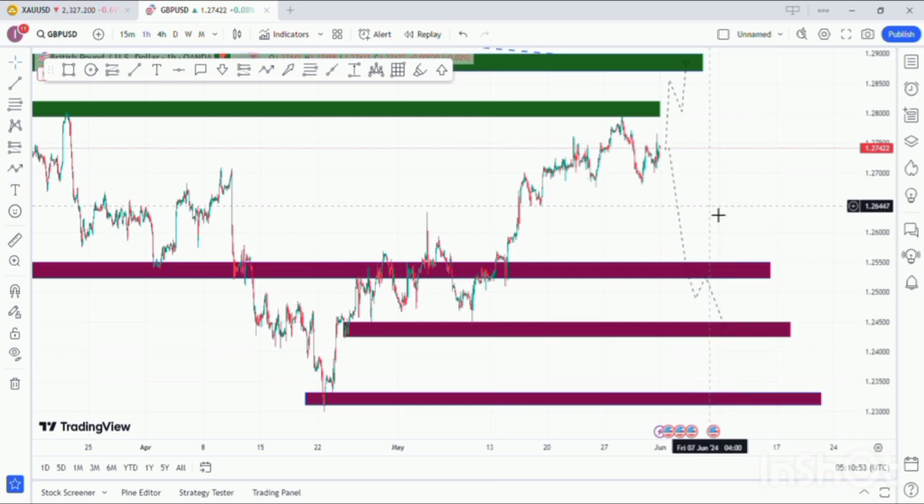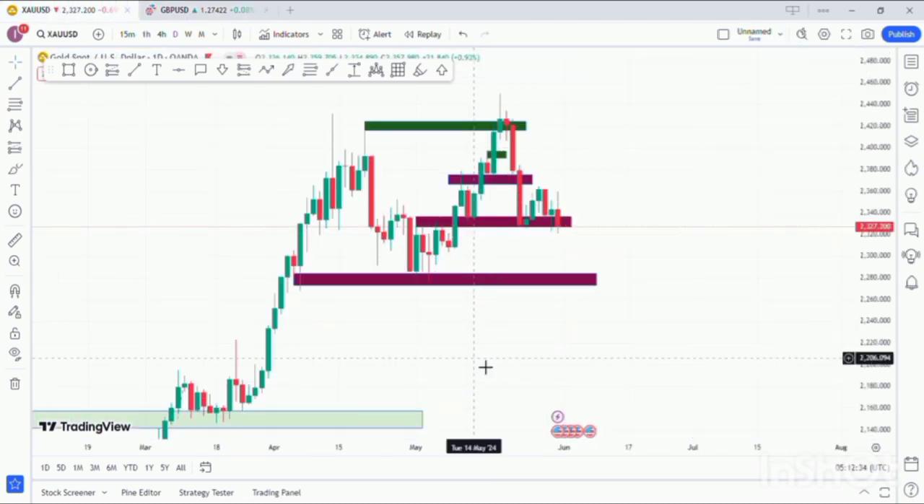Let's move over to XAUUSD to also see some zones that we can look out for and expect some movement for next week. Alright guys, so this is XAUUSD right here on my screen.